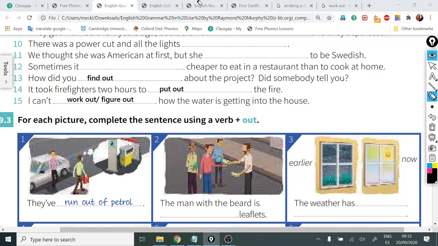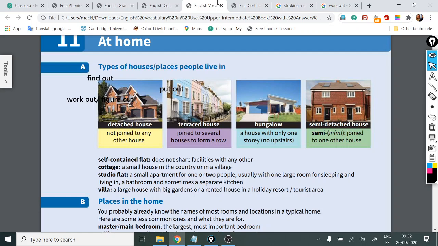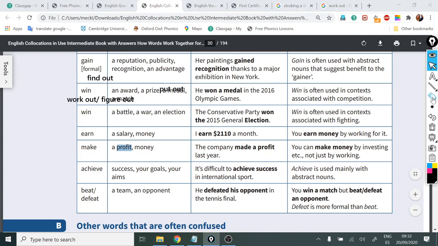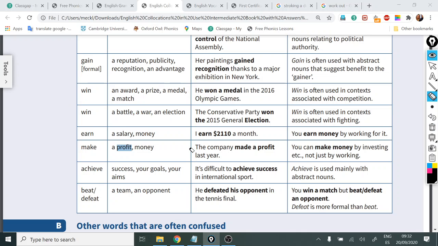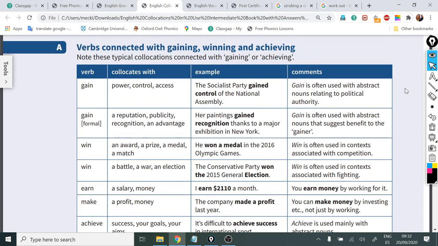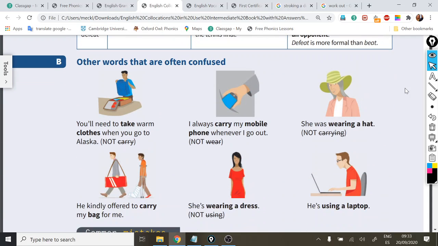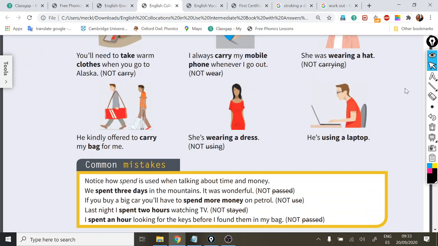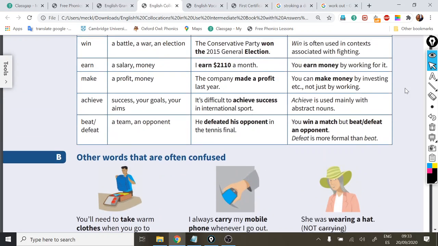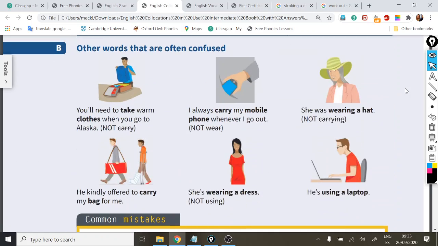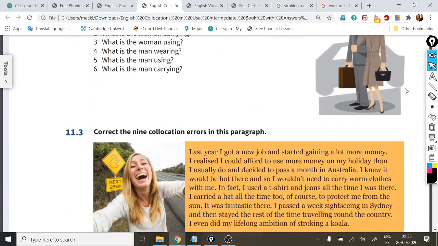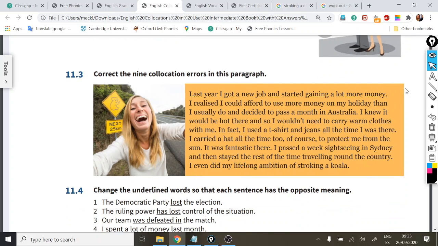Now, we're gonna talk about collocation with, wait a moment, I'm gonna delete now. So, we're gonna talk about collocation with gaining or achieving, winning, beating, making money, achieving, yeah? Also taking, carrying, wearing, using, and spending. So we're going to do a little exercise where we're going to work on collocation with these verbs. Just quickly. So I'm going to go straight to the difficult exercise on this chapter. So we're going to do this one.